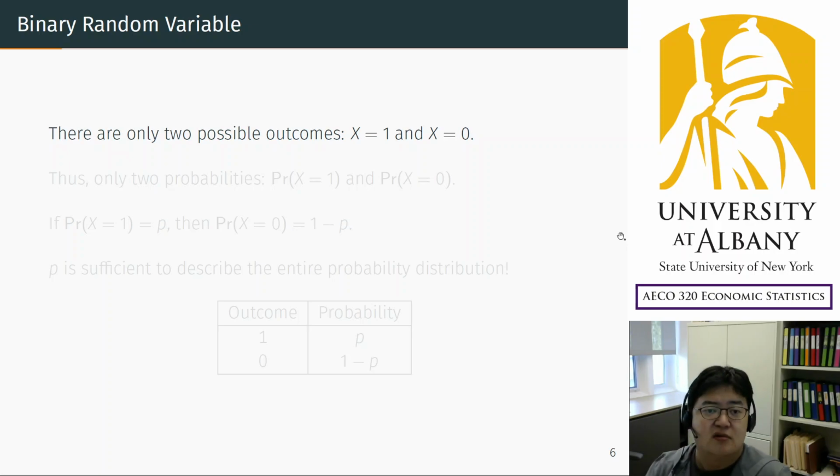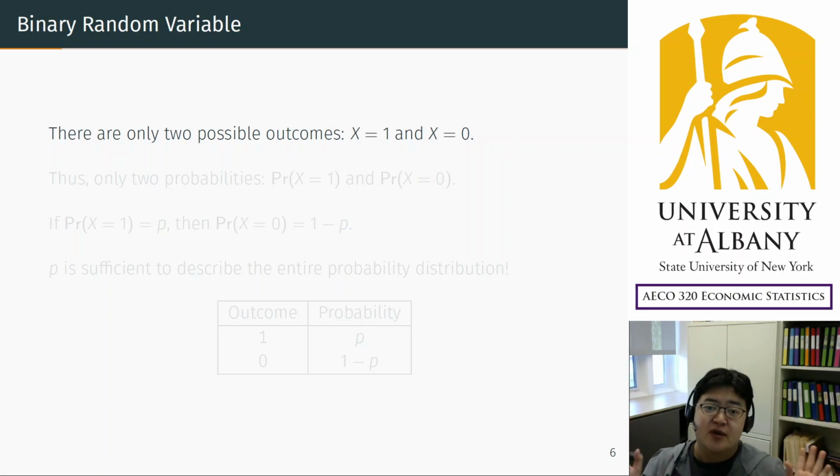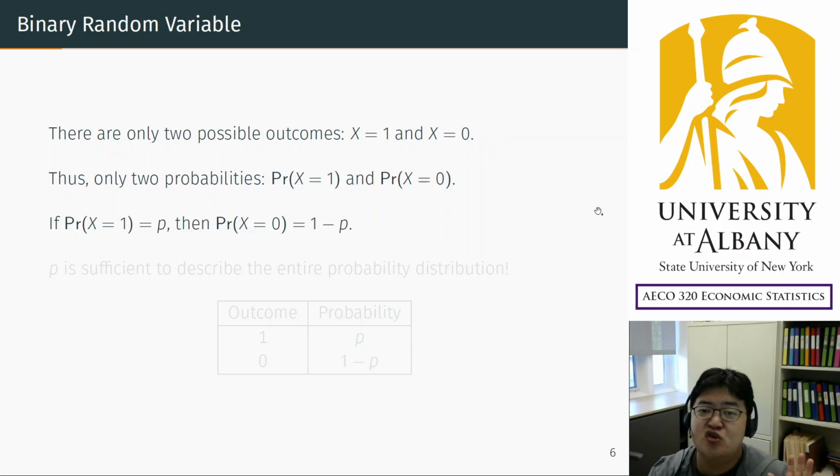And so our random variable takes this form, x equals 1 or 0, right? So this is under that assumption. This is the basic structure assumption. And if you know that x is a binary random variable, then there are only 2 probabilities, x equals 1 or x equals 0.